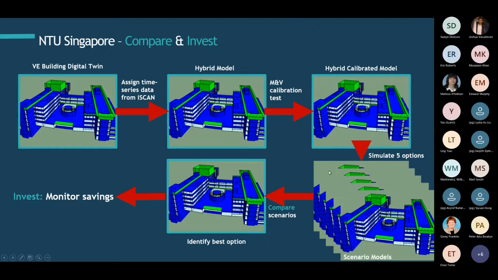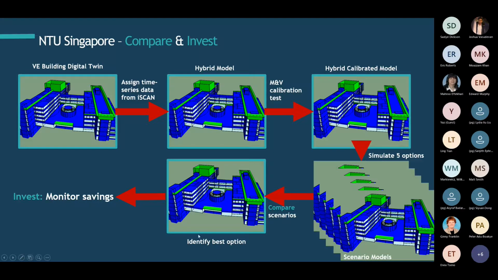And once you've done that, this is where we simulated different options. It could be 5 options, could be 100 options. You can simulate lots of different things, and that could be anything from changing the cooling set point or the heating set point within one room, or it could be changing, stripping out all the natural gas and replacing it with electrical energy sources.